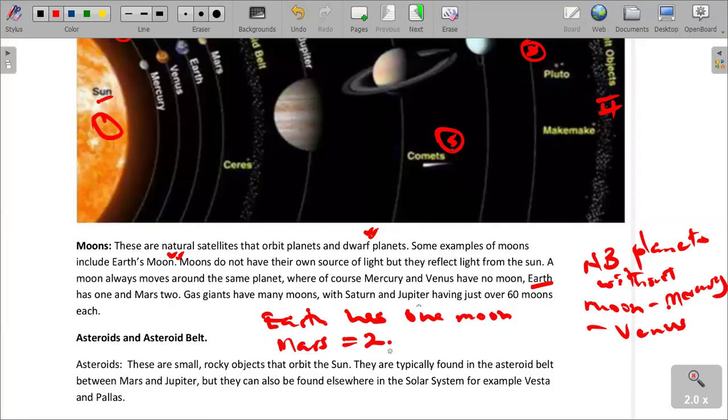Mars has two. Now, gas giants have many moons. The gas giants have many moons, with Jupiter and Saturn having over 60 moons each. These gas giants have so many moons.